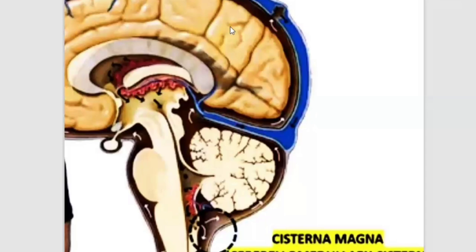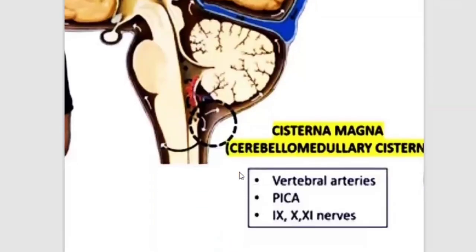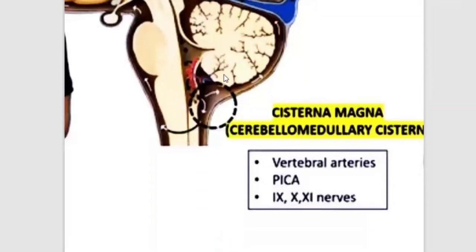This is the sagittal section of the brain showing the right half of the cerebral hemisphere. This is the right cerebral hemisphere. This is the corpus callosum, this is the midbrain, the pons, the medulla oblongata, this is the fourth ventricle, and this is the cerebellum. So cisterna magna is a CSF space that is present beneath the cerebellum and behind the medulla oblongata. This circular space is cisterna magna.